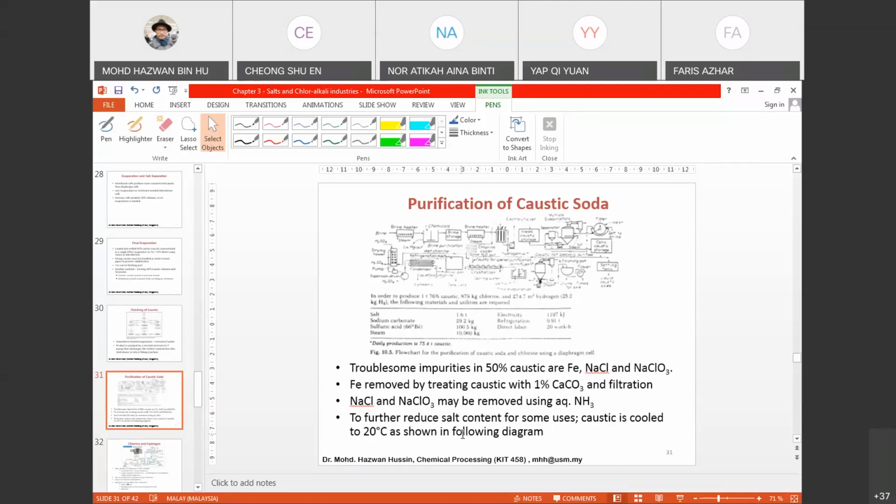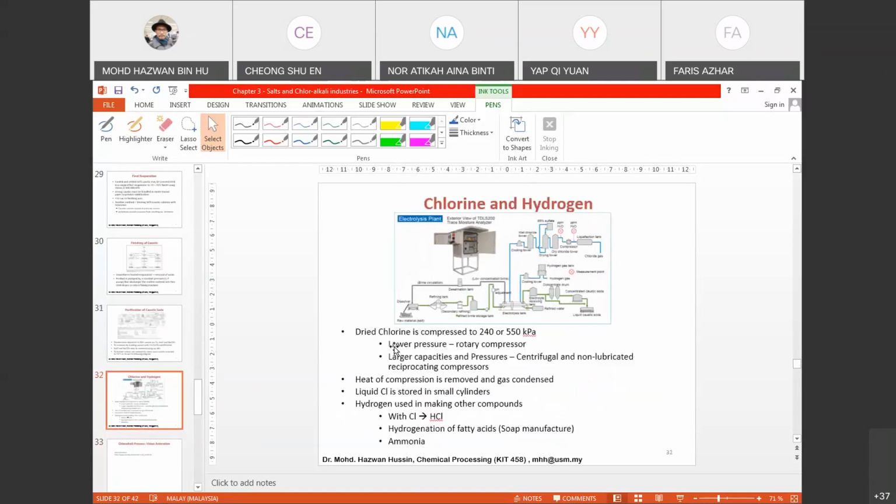To further reduce salt concentration for some users, caustic is then cooled to 20 degrees C as shown in the following diagram. I'm not sure whether you can see it, barely. You can expand it a bit, right? And this is actually the side product or the byproduct from electrolysis of brine. So you have chlorine gas and also hydrogen gas.